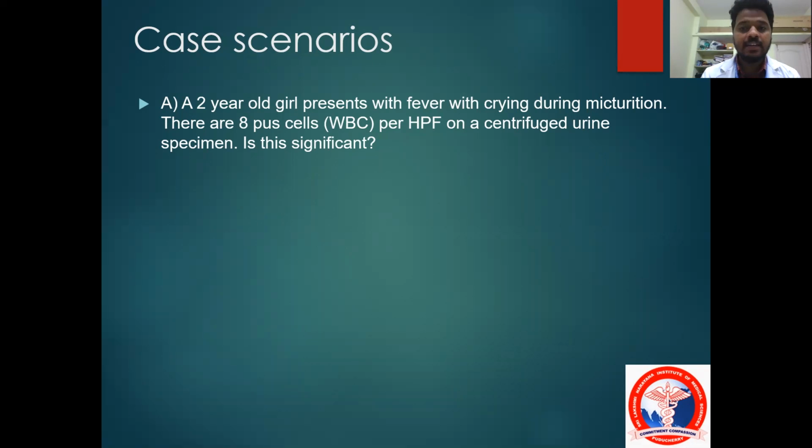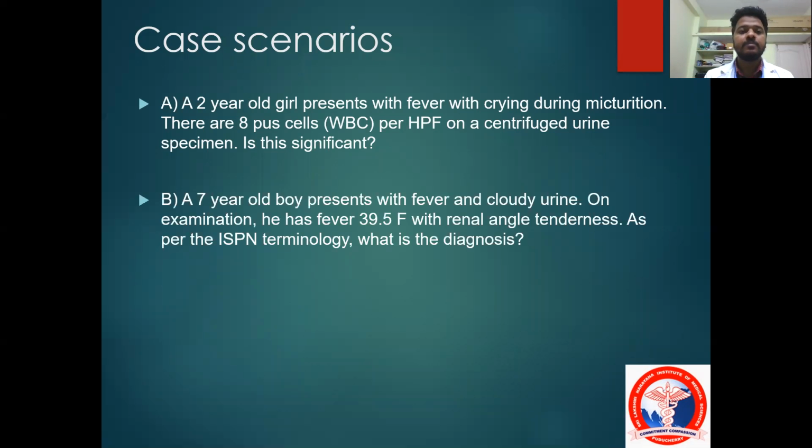Urine samples can be divided into centrifuged urine sample and uncentrifuged urine sample. The pus cells per high power field on a centrifuged urine sample in the diagnosis of UTI differs from that of a non-centrifuged or uncentrifuged urine sample. So we will be discussing these things in the later slides. But in this kid, 8 pus cells in a centrifuged urine specimen is significant. So we have to send urine culture in this child and then we have to start antibiotics.